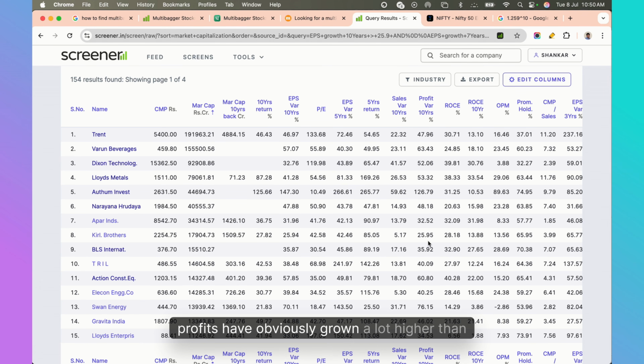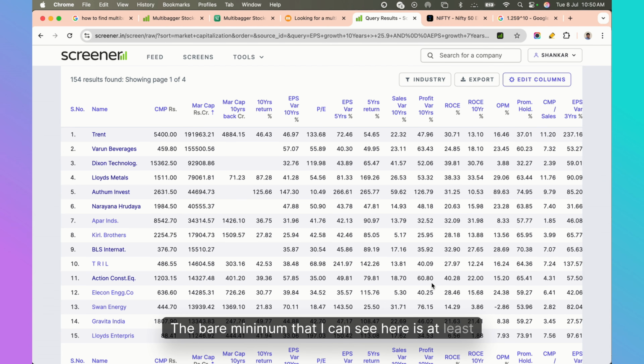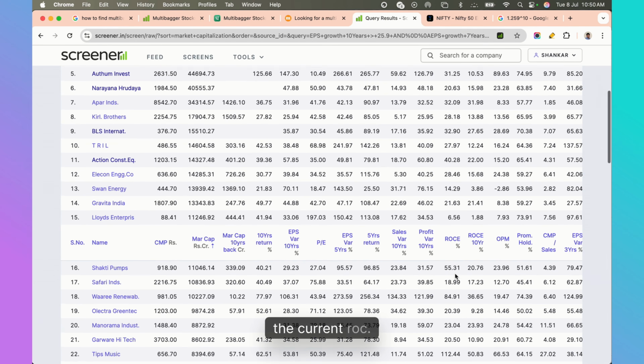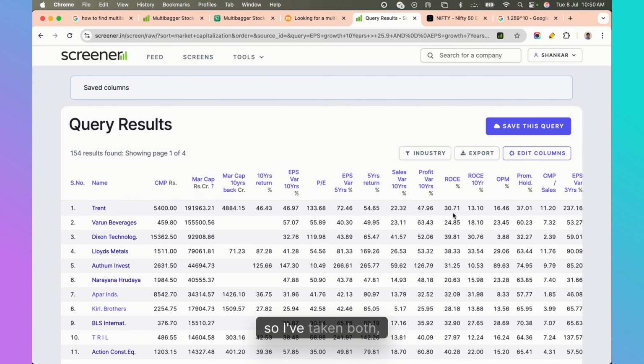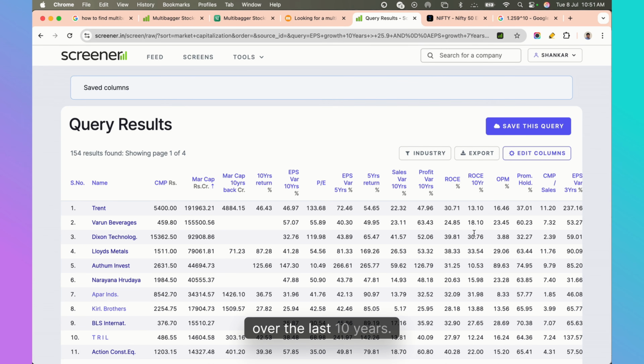Profits have obviously grown a lot higher than that number. The bare minimum that I can see here is at least 25.9%, because that's what we had put in. Again, the current ROCE: I've taken both the ROCE and the average ROCE over the last 10 years.